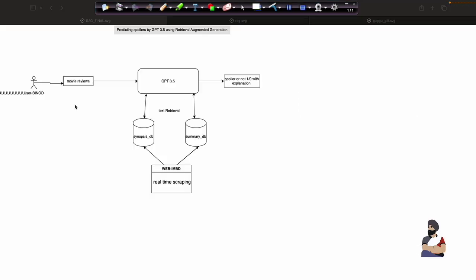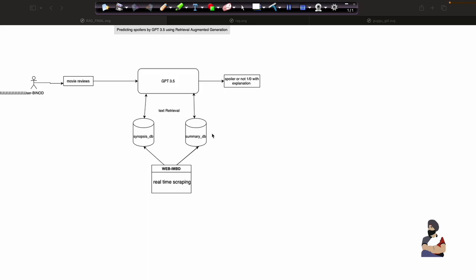Now let's suppose there is a user named Binod who is a fan of spoiling the user experience, and he is posting spoilers after watching a particular movie. Suppose Binod posts a review. Before the review is made public, it will be sent to GPT 3.5. GPT 3.5 will retrieve the text from the IMDB website in real time, that is the synopsis and the summary of the movie.